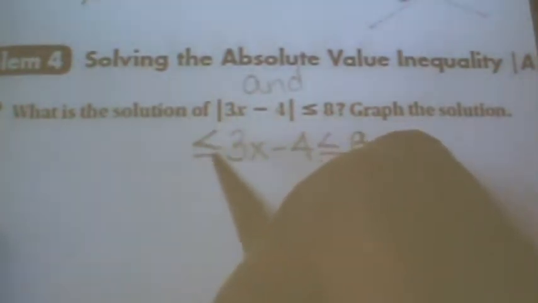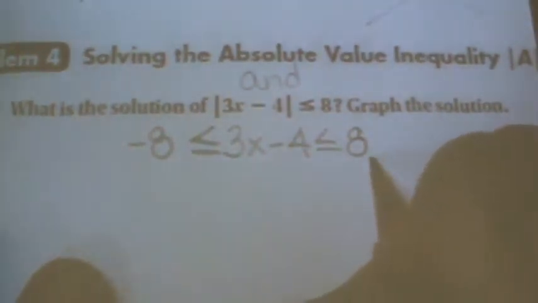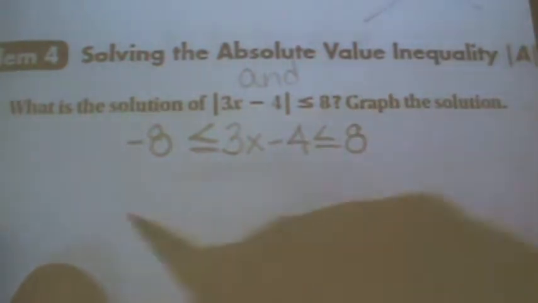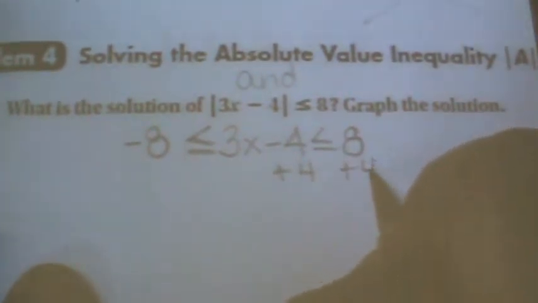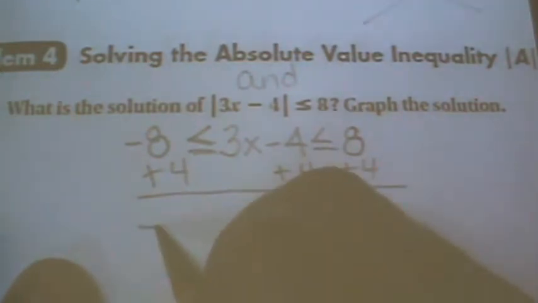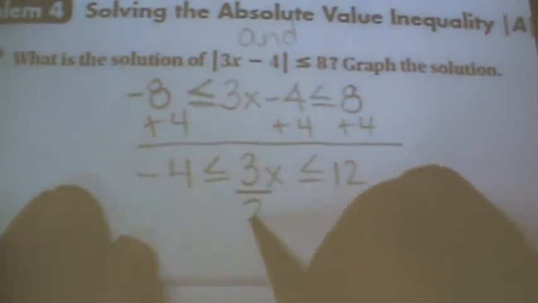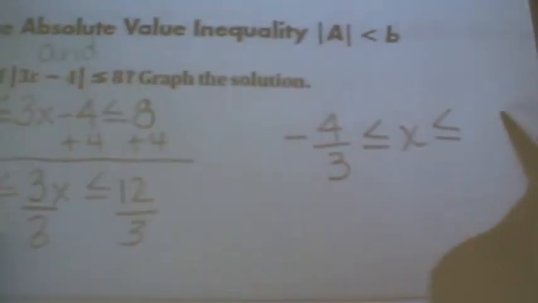And really, a lot of people are like, don't you have to flip the sign? I am flipping it, because this is read 3x minus 4 is greater than or equal to negative 8. Always put the negative number on the left, positive on the right. Why do you think that's important? Because that's the way the number line is, a negative then the positive. So now we're going to add 4 and divide by 3. So negative 4 thirds is less than or equal to x, less than or equal to 4.